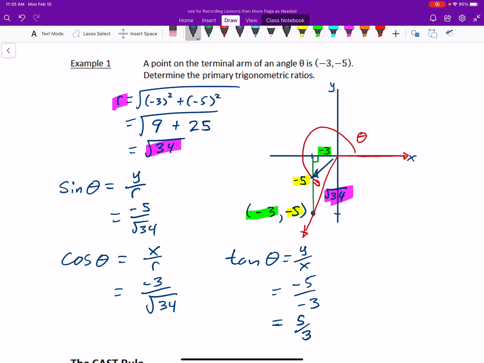Just a word of warning, I would consider this to be an incomplete answer. If you gave me that kind of answer on a quiz or a test, I would say you should be tidying it up more. We never want to leave negative over negative like that. So that is incorrect, at least not finished. This is the correct answer. There's all 3 trig ratios.